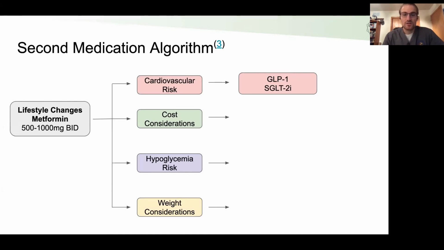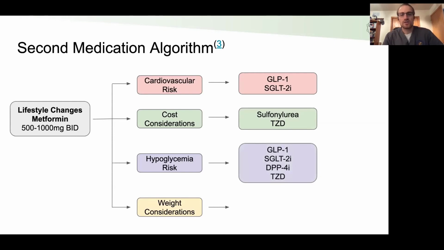And then you have your cost considerations, which takes you to some of the older agents, the sulfonylureas or the thiazolidinediones, also known as TZDs. Then you get into the hypoglycemia category: GLP-1s, SGLT2s, DPP-4s, and TZDs don't actually increase the risk of hypoglycemia. Sulfonylurea does increase that risk. And lastly, of your weight considerations, both GLP-1 and SGLT2 have been shown to be fairly effective for weight loss. GLP-1 through a mechanism of decreasing intake, and SGLT2 by actually urinating glucose.